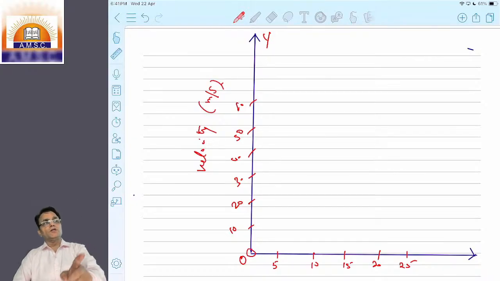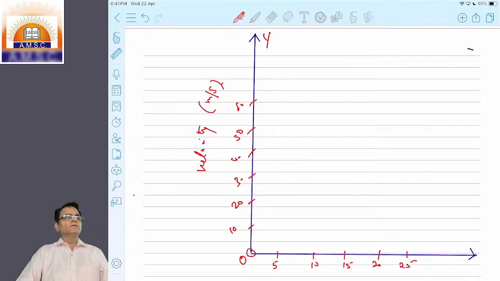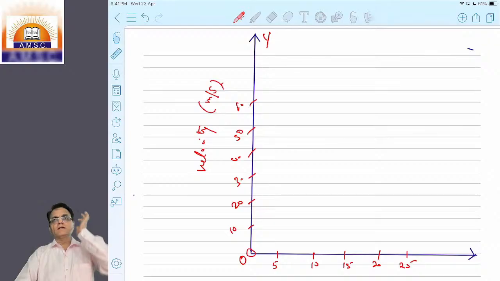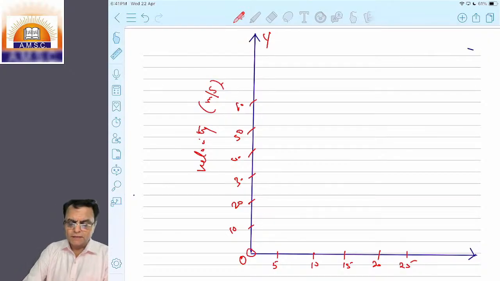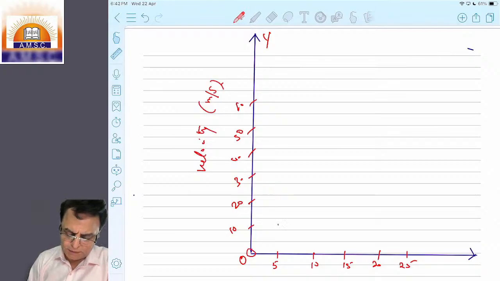Same sentence you will use in the 11th class if you opt for science. Same chapter you will start studying as far as the 11th class is concerned, right from scratch, but at a deeper level. So in the first 5 seconds, the velocity becomes 10 meter per second. In the next 5 seconds, let it become 20. In the next one, it becomes 30, 40, 50, 60, and so on.